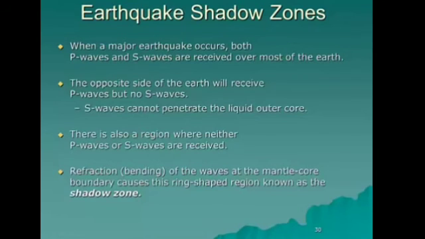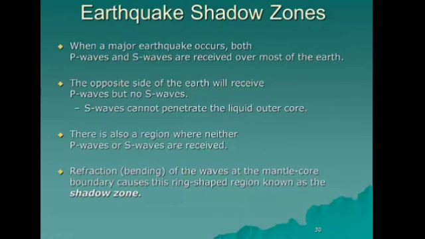And finally, we are going to look at an earthquake shadow zone, and I'll read this to you, and then I'll show it to you real quick, and we'll be done. When major earthquakes occur, both P and S waves are received over most of the Earth. However, the opposite side of the Earth will receive P waves, but no S waves. S waves cannot penetrate the liquid outer core, because we learned earlier today that S waves only travel through solids.